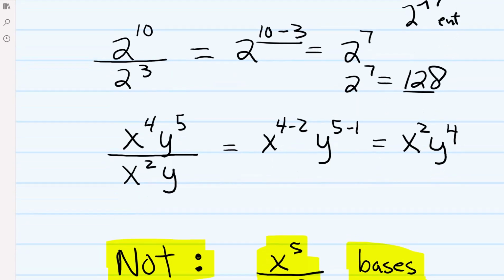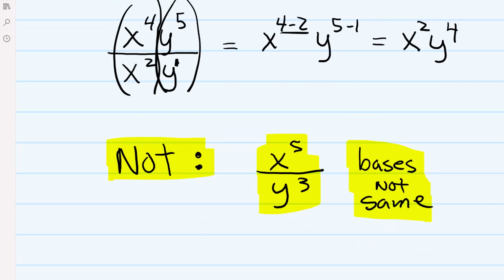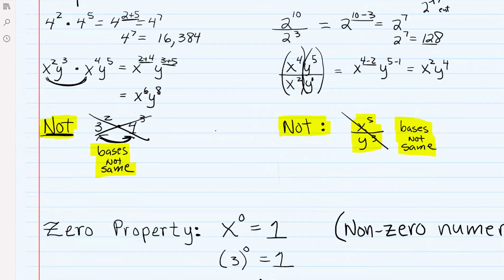All right. When there's multiple variables, look at the same bases only. So x to the 4th divided by x squared. The quotient rule is you subtract exponents. So 4 subtract 2, 5 subtract that invisible 1, and then it simplifies to x squared y to the 4th. And then again, notice if they're not the same base, you can't do anything with that.